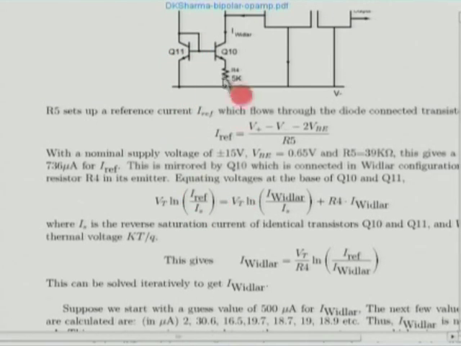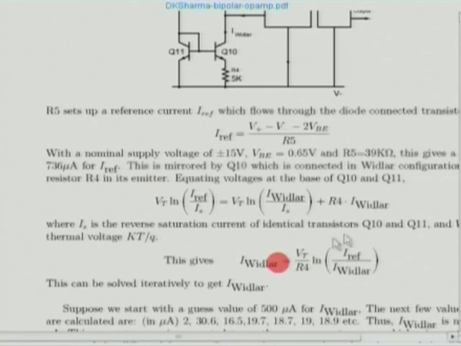and that is equal to the current through this path. So that is KT by Q ln I through this path, which I am calling I Widlar, divided by I S, plus this resistance into the current. So, these two voltages, I am equating voltages at this point. On the left hand side is the voltage derived according to this diode. On the right hand side is the voltage derived by this diode plus the drop across R4. So, that is this equation.